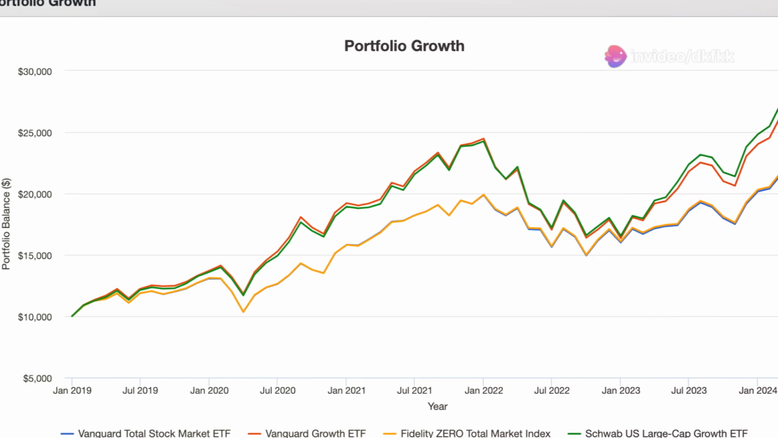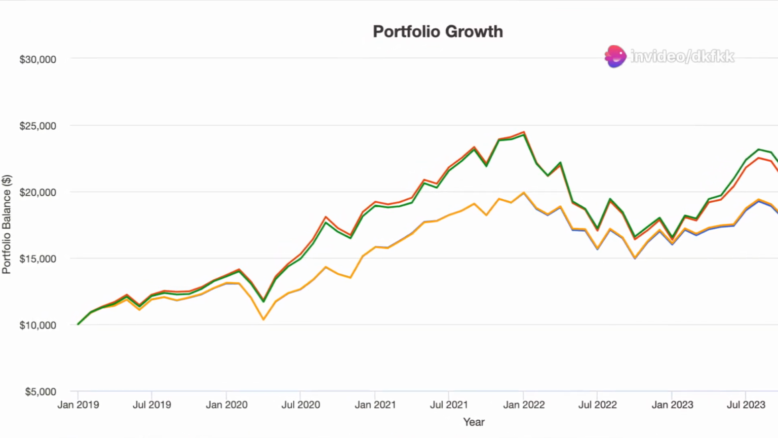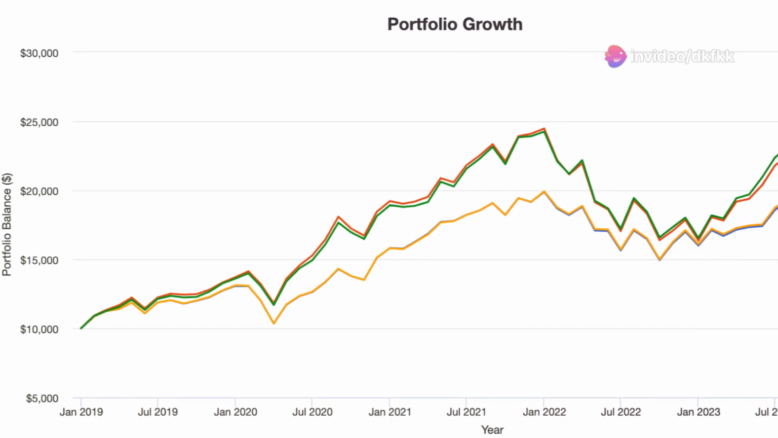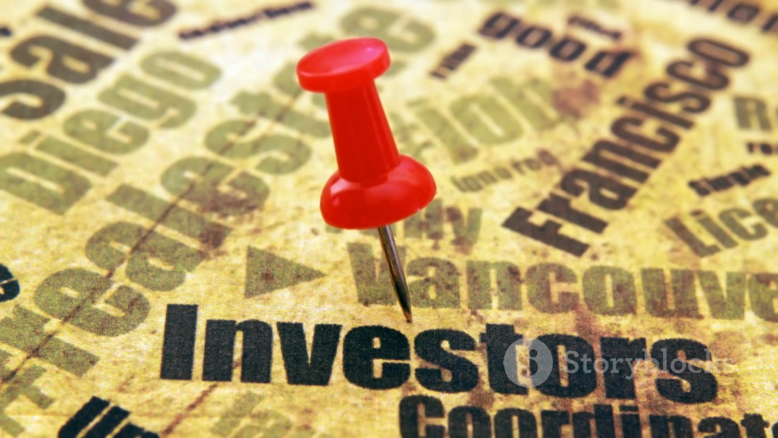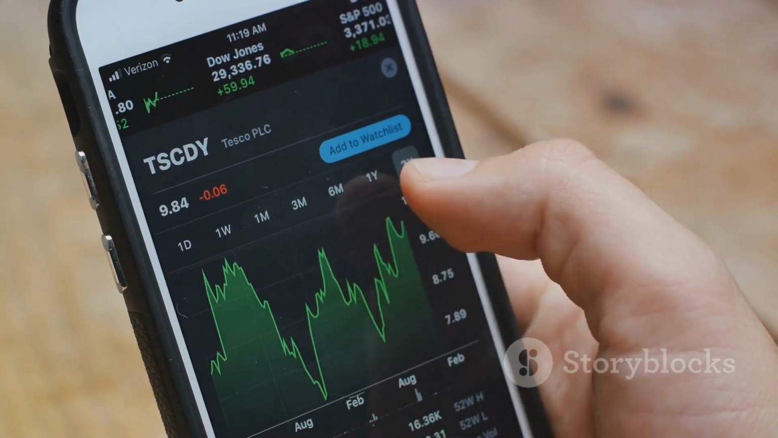Meanwhile, SCHG shines with a performance on par with VUG, yet it may cater to those with a different investment focus, emphasizing growth-oriented stocks. These alternatives offer unique benefits that might be the perfect fit for your investment goals.